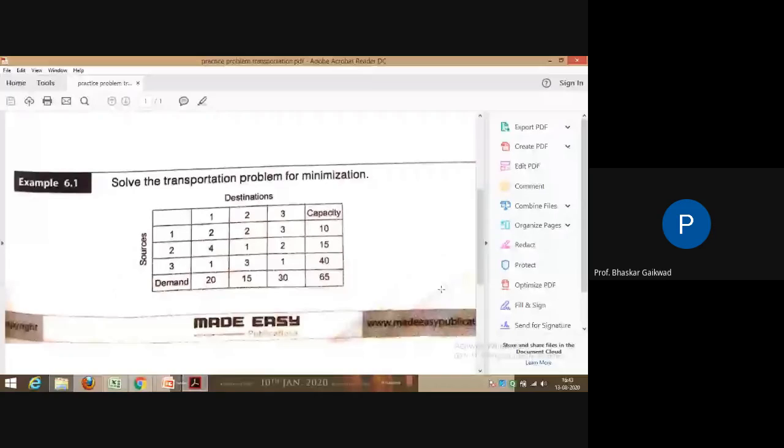Shall we go for the first method? What is the procedure for the first method? Northwest corner. First, you can select the first row. In the first row, where is the northwest corner? You have to find out, and there you have to make a square.